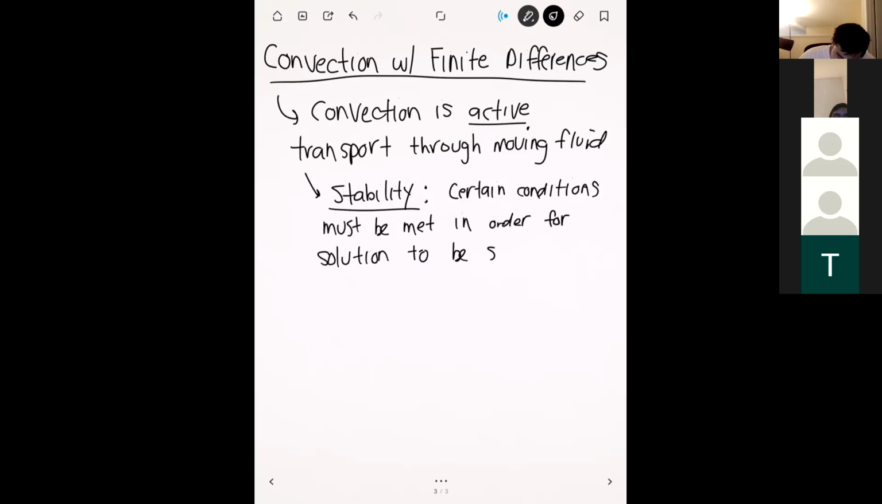This is lecture 7, correct? The lecture notes is 06, and so we're still doing convection finite differences.